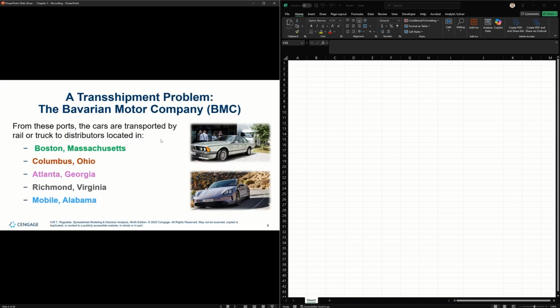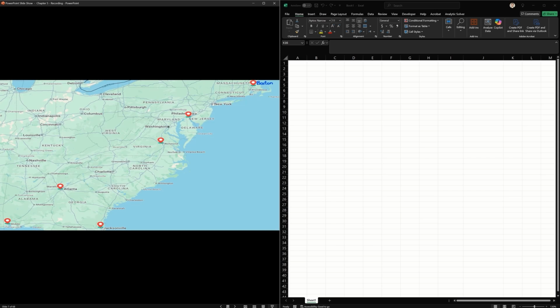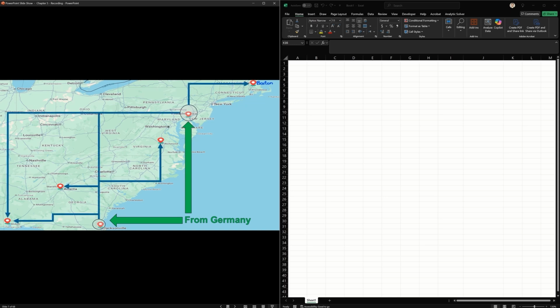From there the cars are supposed to be delivered to Boston, Massachusetts, Columbus, Ohio, Atlanta, Georgia, Richmond, Virginia, and Mobile, Alabama. So some parts in the east of the United States and some parts in the south. And that's how it looks. So we're getting cars from Germany, and they go to Newark, New Jersey, and Jacksonville, Florida. And from there we need to deliver these cars to these locations of demand. So we need those cars to be delivered there.